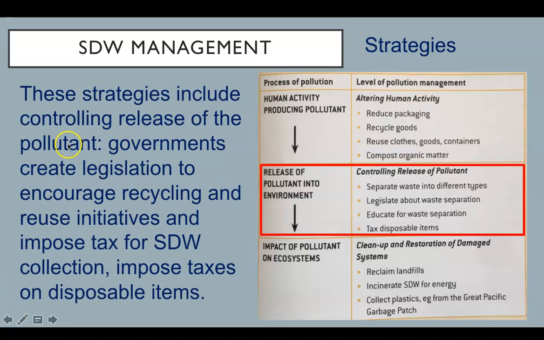These strategies include controlling release of the pollutant. Governments create legislation to encourage recycling and reuse initiatives, and impose tax for solid domestic waste collection. Impose taxes on disposable items. Again, stop the movie and study the slide for this level of strategic management.